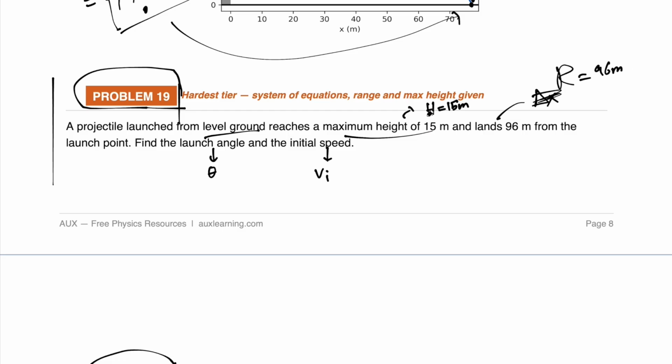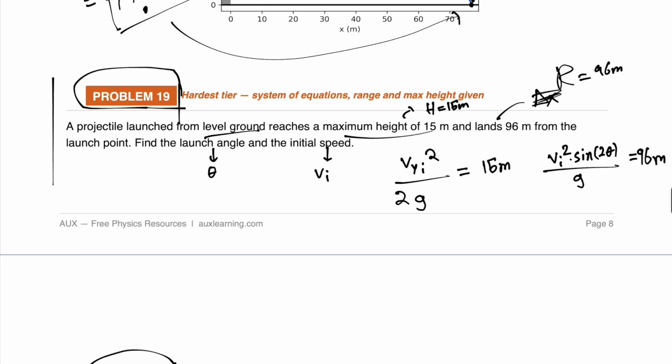So we could set h to be, we know h is vyi squared over 2g, right? So we know that this is equal to 15 meters. And then we know what else? We know about the range. We know that vi squared times sine of 2 times this angle over g is equal to 96 meters. Okay, that's fine. A bit hectic to solve, but fine nonetheless.